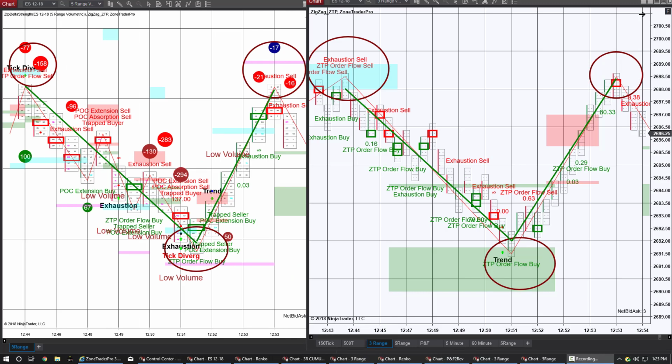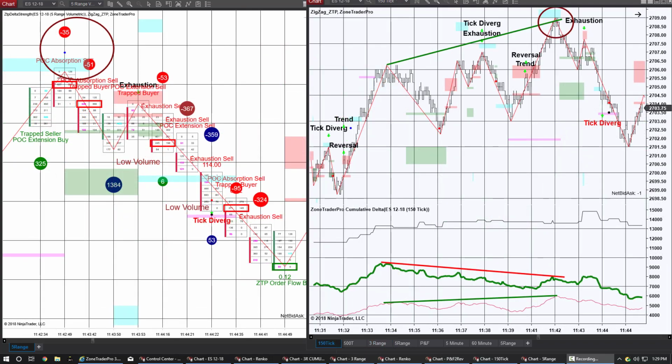On a smaller time frame, there are ZTP order flow and exhaustion signals that are extremely powerful and useful in timing a trade of an established pattern, such as the tick divergence pattern up here and the trend pattern down here. These are the same charts, but this is a faster time frame with the chart on the right.